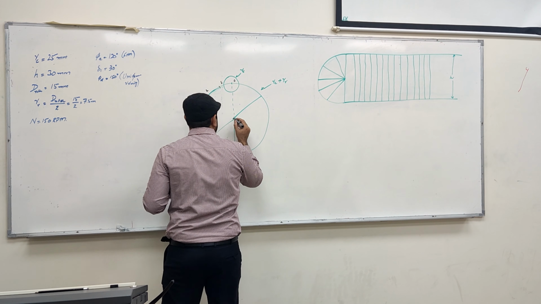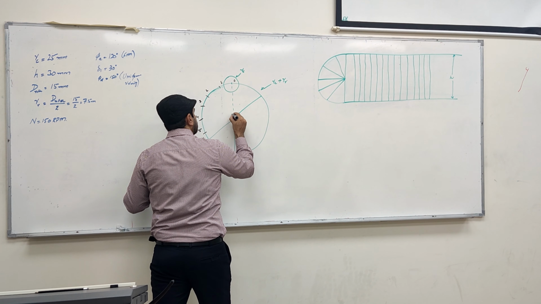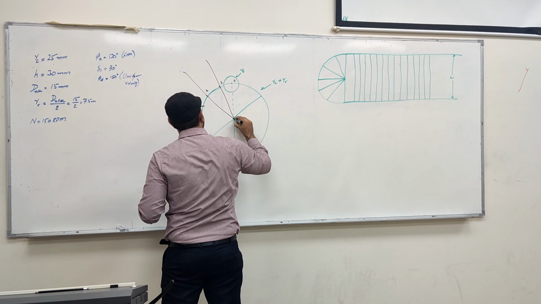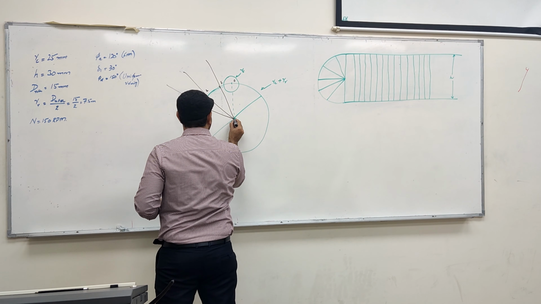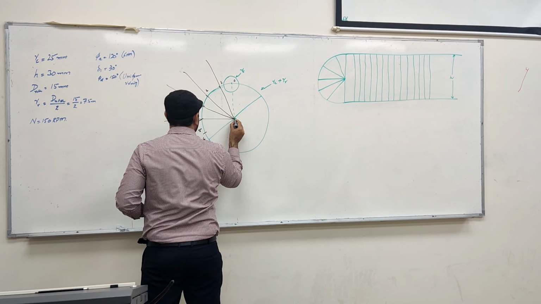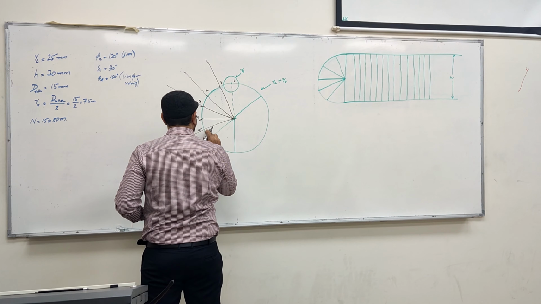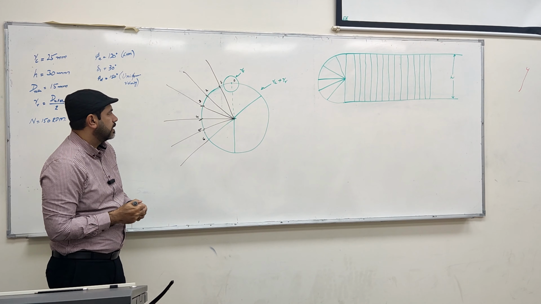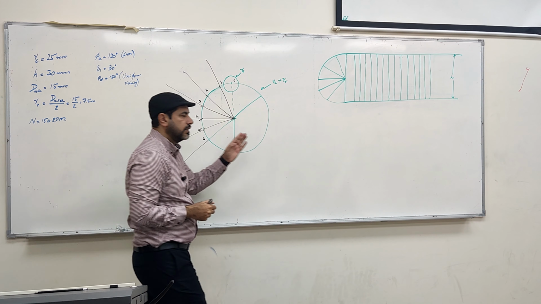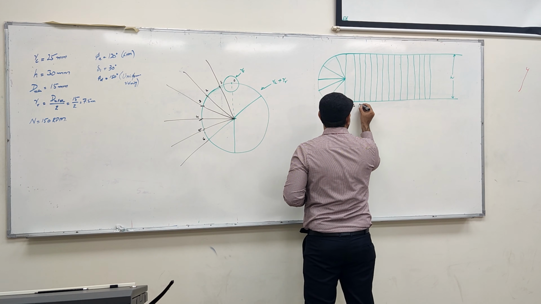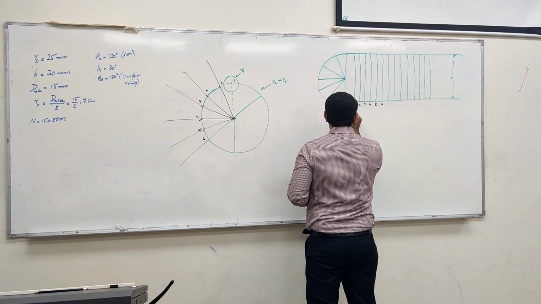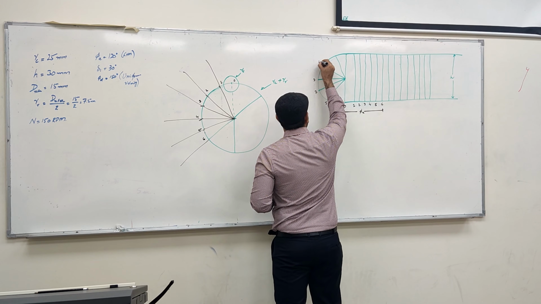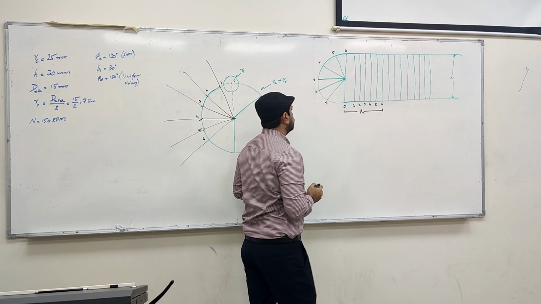Extend from the center of rotation, crossing through point 1, center of the rotation, point 2, center of the rotation, point 3, center of rotation, point 4, 5, and 6. 6 divisions here, 6 divisions there, 0, 1, 2, 3, 4, 5, 6. From here to here, phi A. 0, 1, 2, 3, 4, 5, 6.